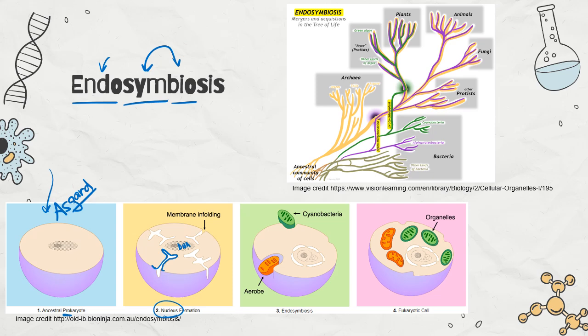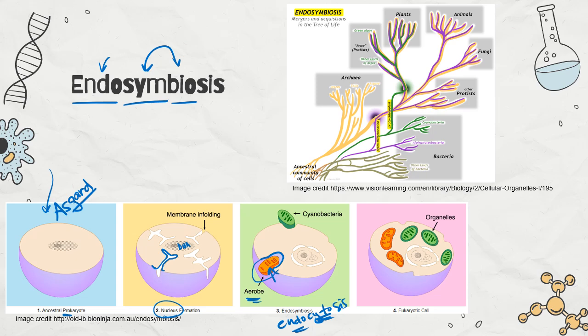And then what this cell did was endocytosis. So the cell is pulling stuff inside it. And so the plasma membrane of Asgard folded in and engulfed this bacteria cell that was really good at making ATP. It was an aerobic bacterial cell, really good at making ATP.